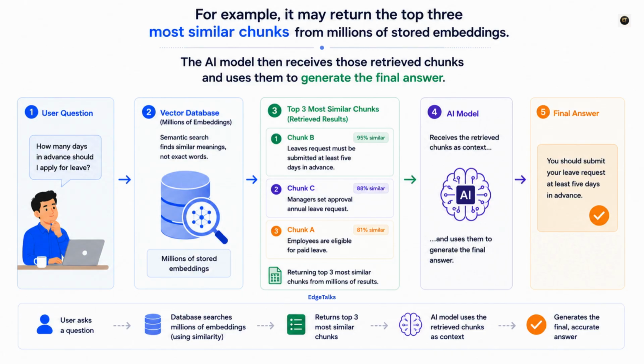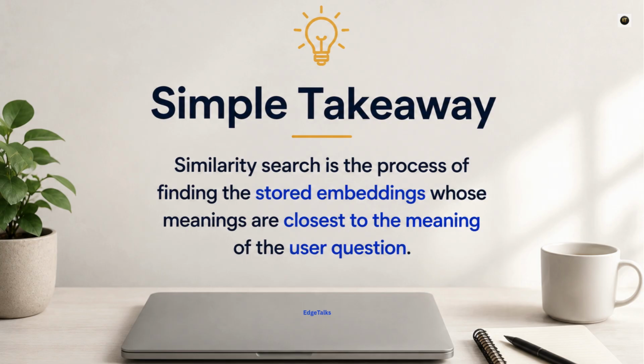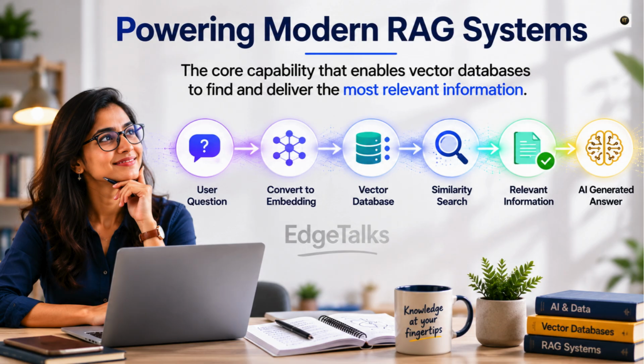The AI model then receives those retrieved chunks and uses them to generate the final answer. Without similarity search, the system would have no reliable way to determine which information is most relevant to the user question. So the simple takeaway is this: similarity search is the process of finding the stored embeddings whose meaning is closest to the meaning of the user question. It is the fundamental capability that allows a vector database to retrieve relevant information for modern RAG systems.